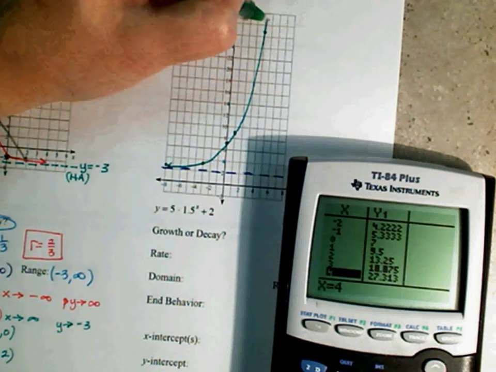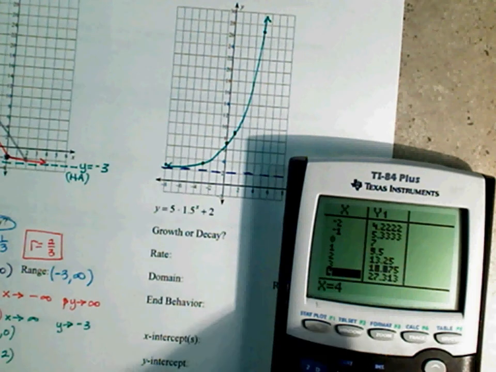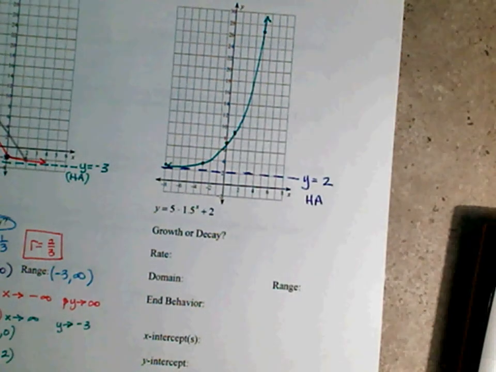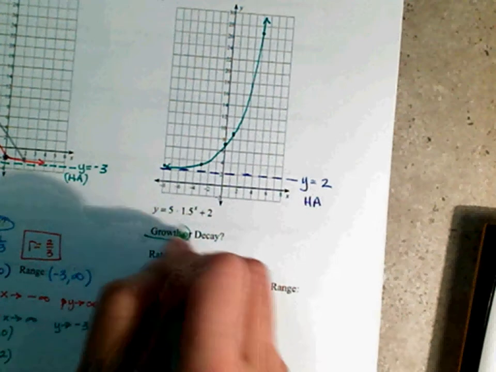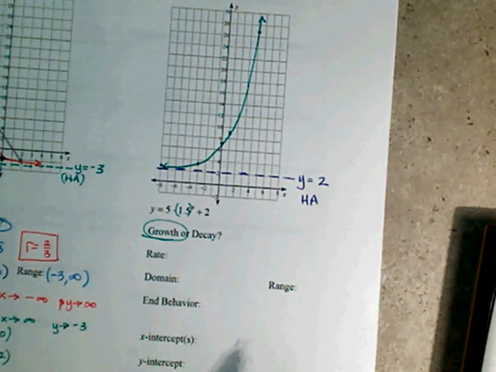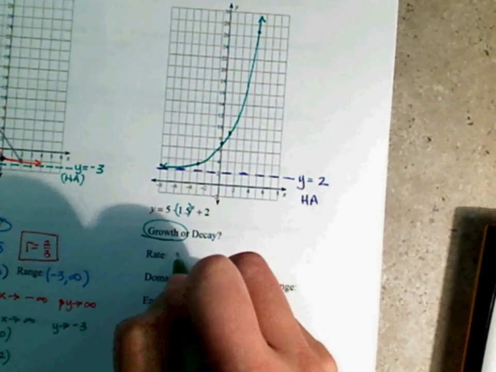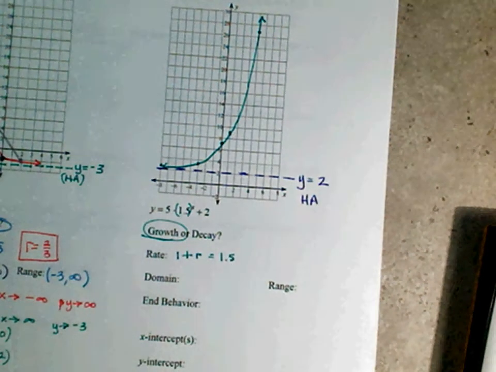Now, looking at this graph, is that a growth or a decay? This is a growth. Good. Let's find your rate. Here is your rate, right here. See how it's greater than 1? That tells you it's a growth. So this will be 1 plus r is equal to 1.5. So what is r going to be equal to? What is 1.5 from 1?